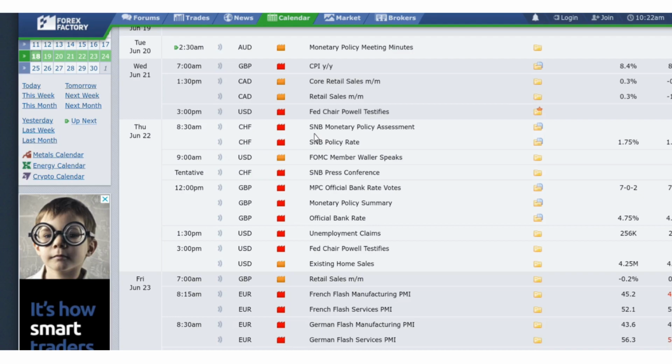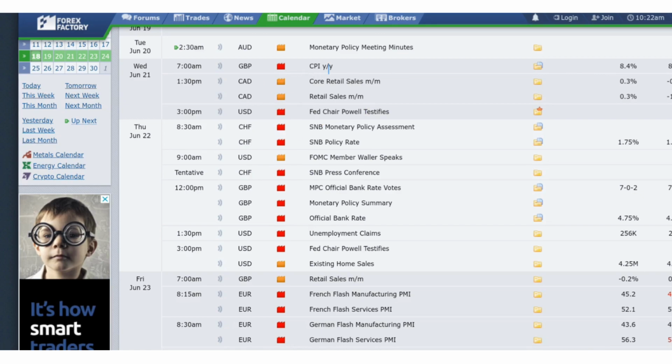We'll have big volatility coming into the pound pairs this week, and it might drag the pound to rally or drag it down below expectation. So let's see how it goes right there.